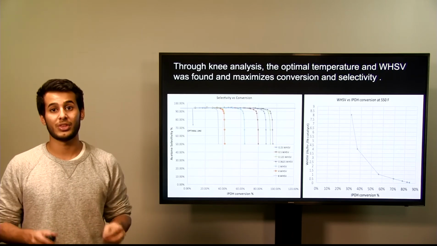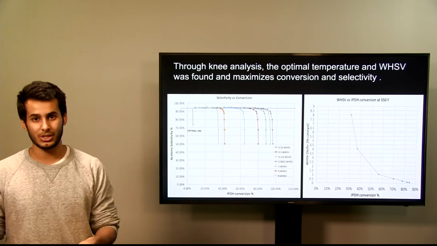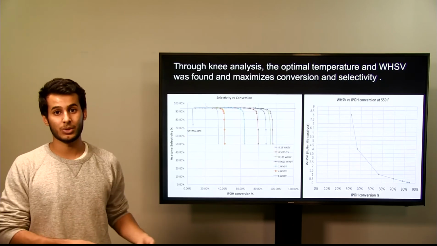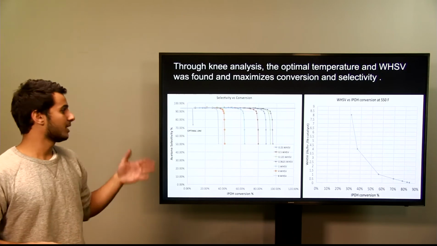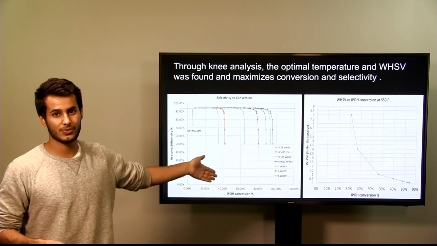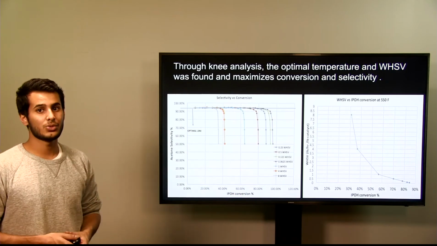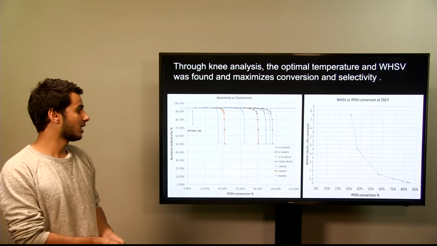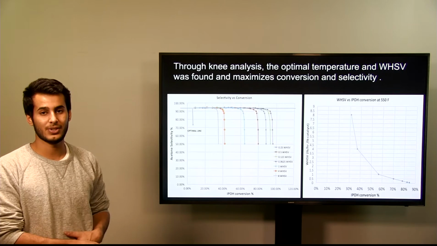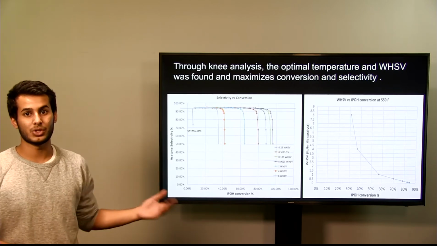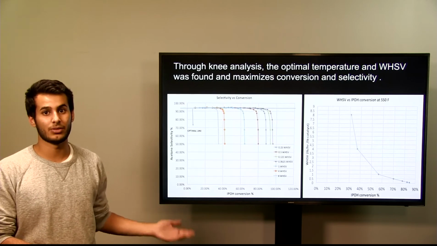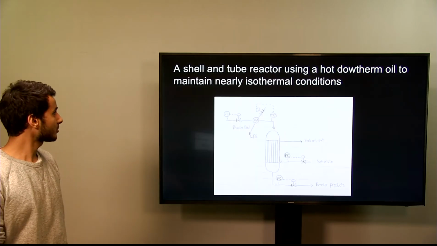WHSV, or in other words, the optimal amount of catalyst that we need to maximize our conversion. We also did an analysis for this by plotting the WHSV versus the conversion. And as we can see, the knee region occurs at a WHSV of 0.25. So that's why we have picked a temperature of 550 and a WHSV of 0.25.